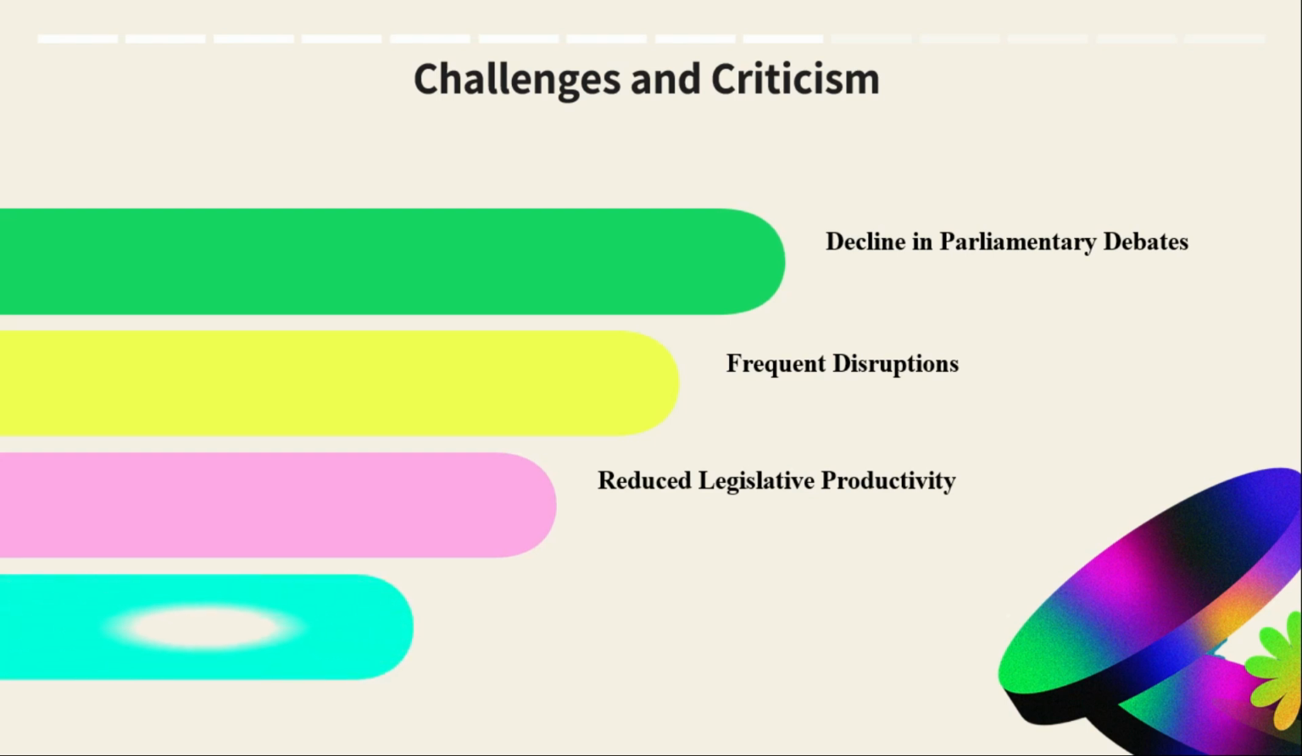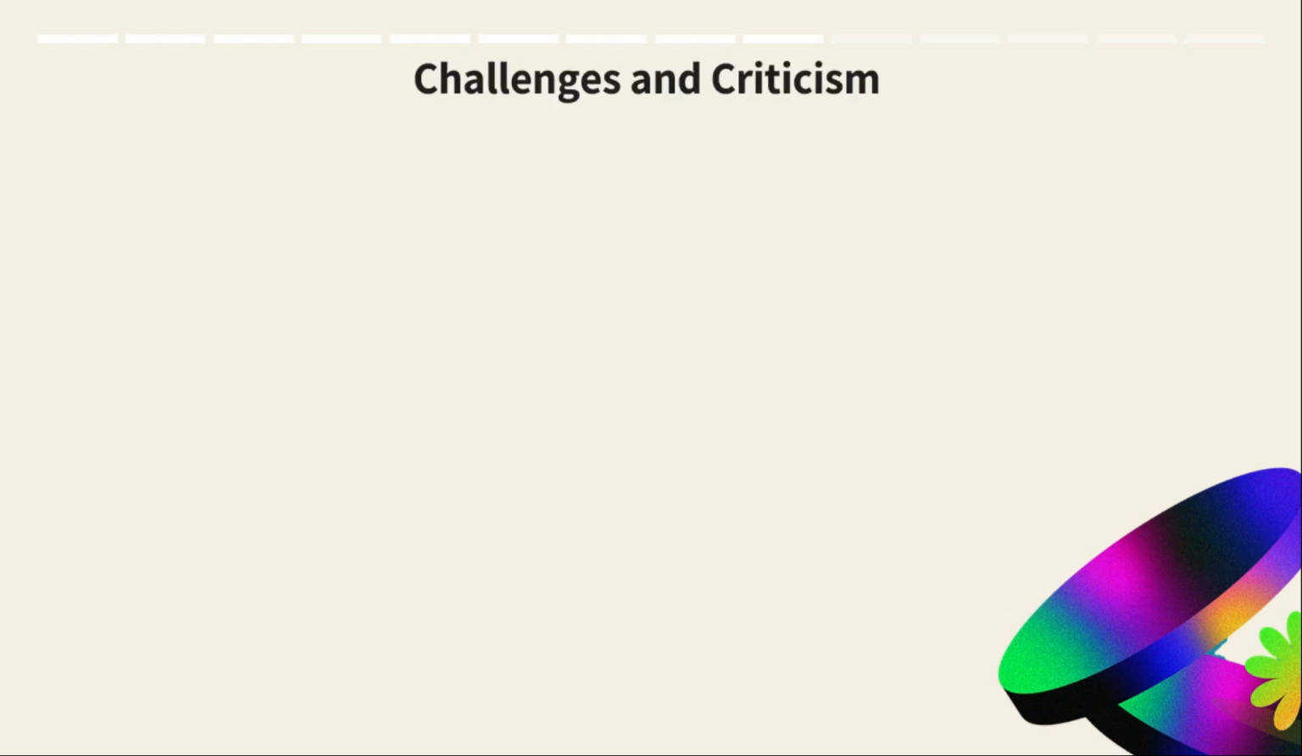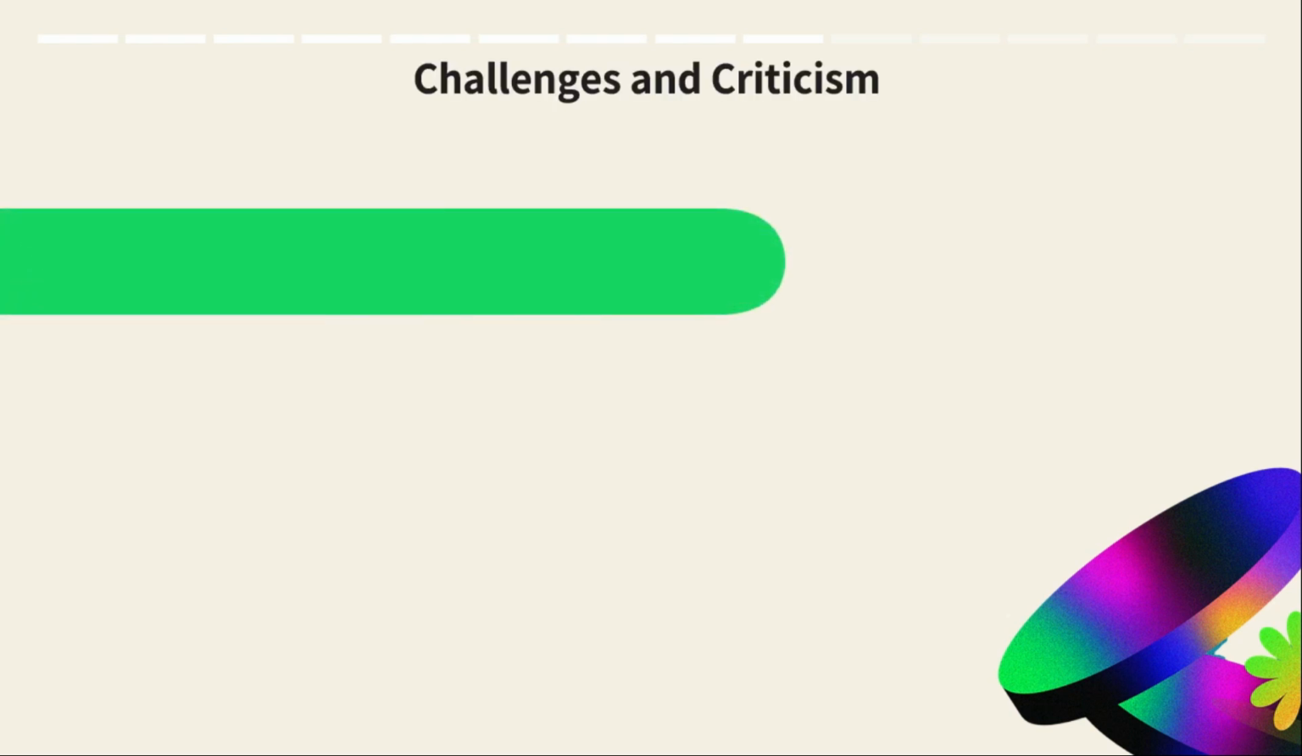And there is also an erosion in accountability. Question Hour and Zero Hour, which are essential tools for holding the executive accountable, are shortened or disturbed. Ministers often face fewer questions, reducing the effectiveness of parliamentary oversight. There is also a decline in ethical standards, which is a major concern. Instances of unethical behavior, including personal attacks, unruly conduct and use of unparliamentary language, have become more common in our Parliament.